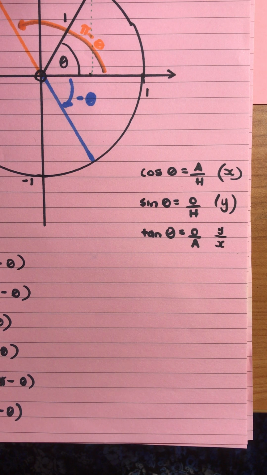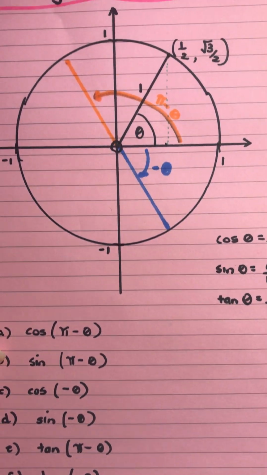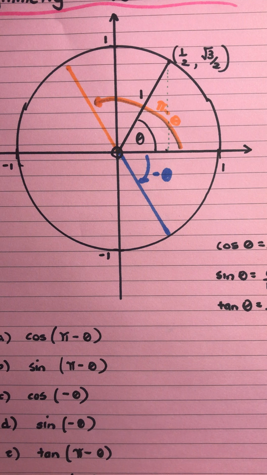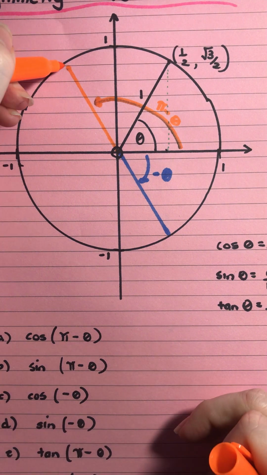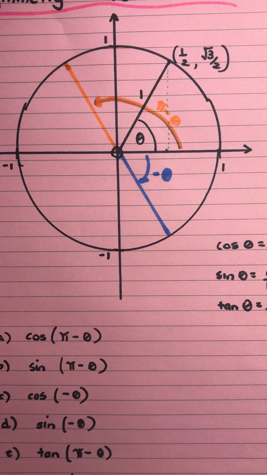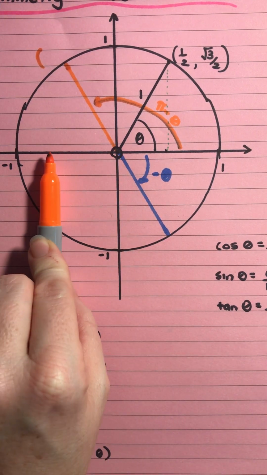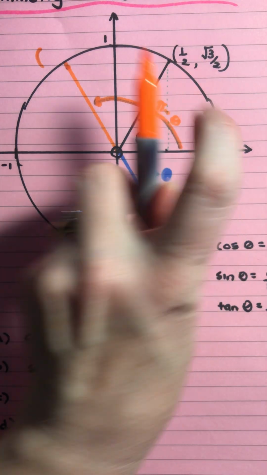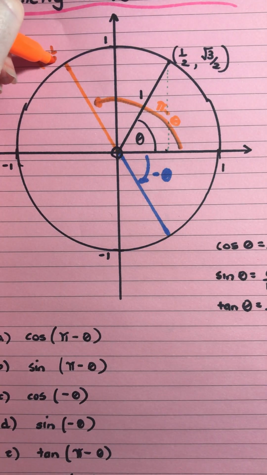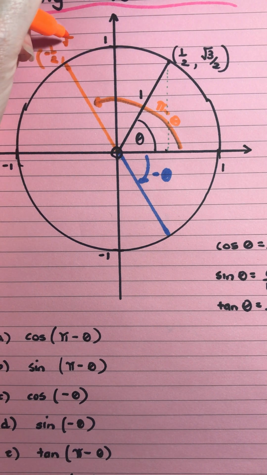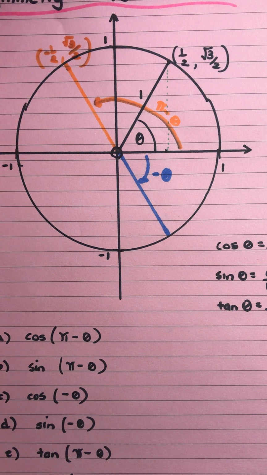We're going to use some symmetry, because if we've got our orange line over here, we know it's going to have the same coordinates, but we also know that there's going to be some sign changes, as in positive and negative. So we've got this one over here. If we've gone into the negatives, our x value is still going to be a half, but it's going to be negative a half. But our y is still positive because it's still above the x-axis. So we've got negative a half and root 3 on 2.